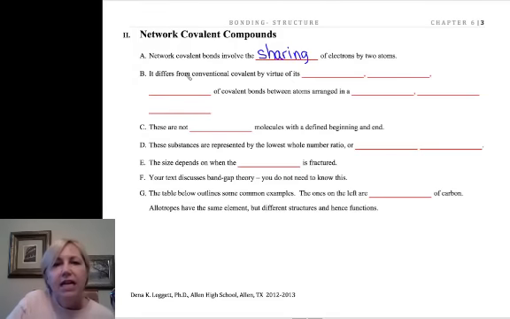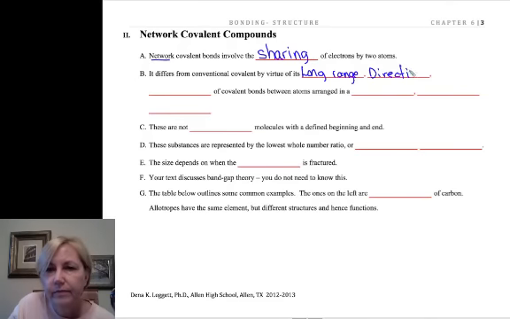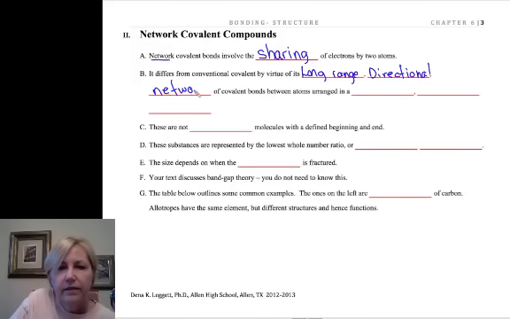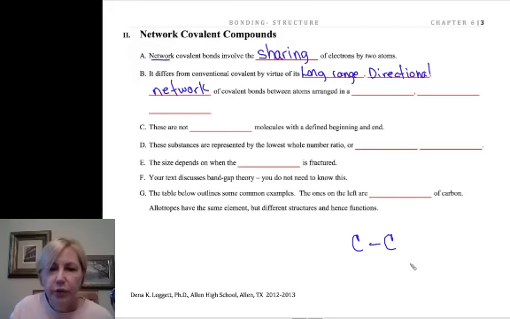by two atoms. That's true of network covalent as well, but it differs from conventional covalent by the fact that it is long range. So it's a long range, directional network of covalent bonds. So instead of just one covalent bond between carbons, there are many, many covalent bonds. It just goes on and on and on.